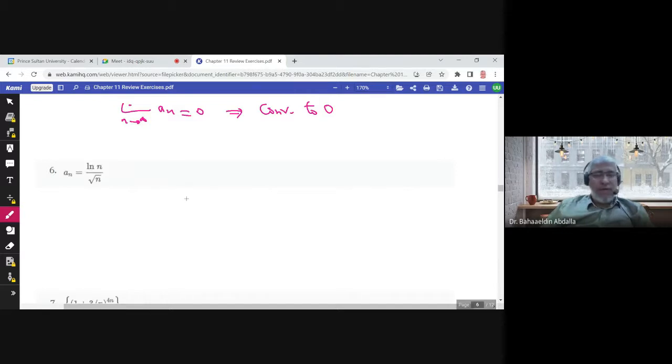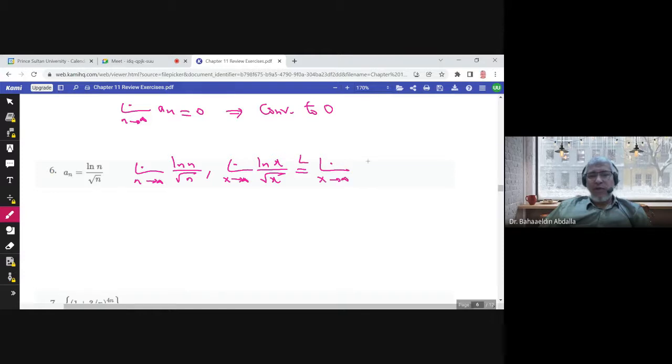Well, if I try to find the limit here, when n goes to infinity, I'll have infinity over infinity. ln infinity is infinity. Infinity over infinity, so I need to use the function. I will deal with the function. There is a theorem: if the function has a limit, then the sequence has the same limit. Well, infinity over infinity means I can use L'Hopital's rule.